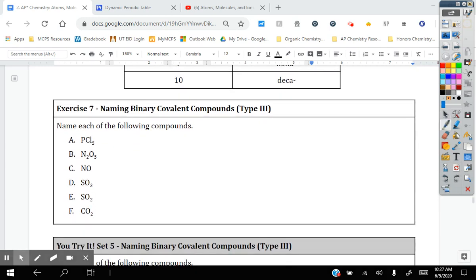This first one, I have 1 phosphorus, chlorine, becomes chloride, and I'm going to leave some space because I need to put in my prefix. And there are 5 chlorines, so I need the prefix penta. This is phosphorus pentachloride.